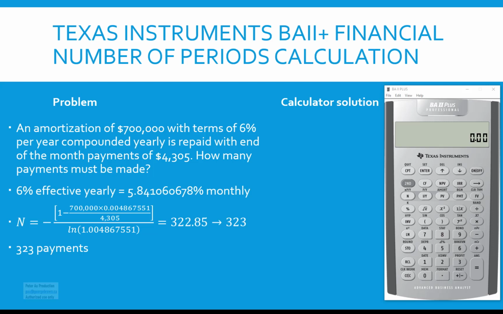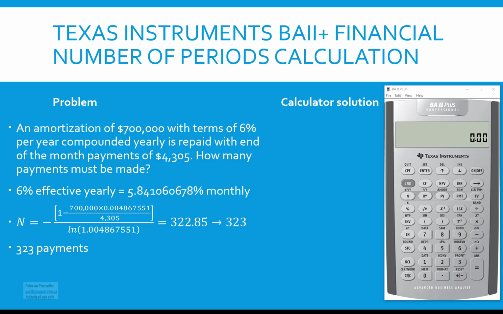An amortization of $700,000 with terms of 6% per year compounded yearly is repaid with end of the month payments of $4,305. How many payments must be made? 6% effective yearly is equivalent to 5.841060678% compounded monthly. The mathematical solution is shown below.